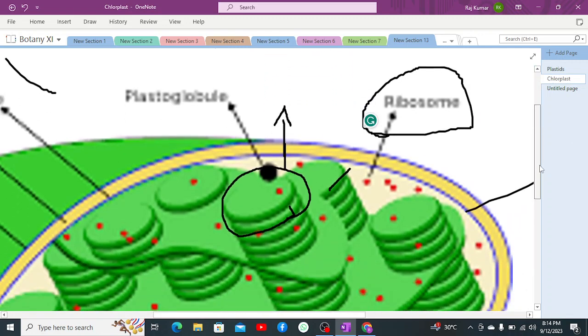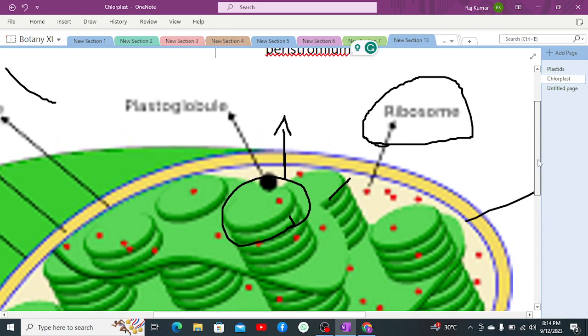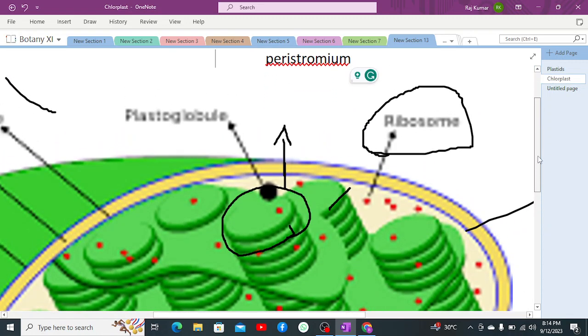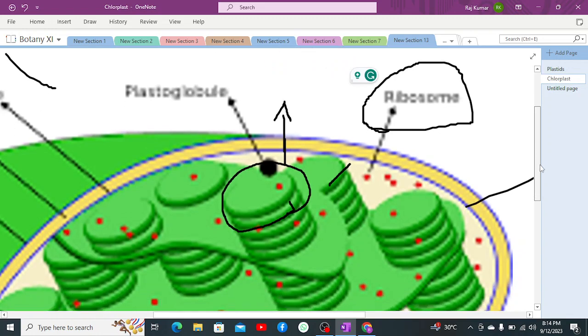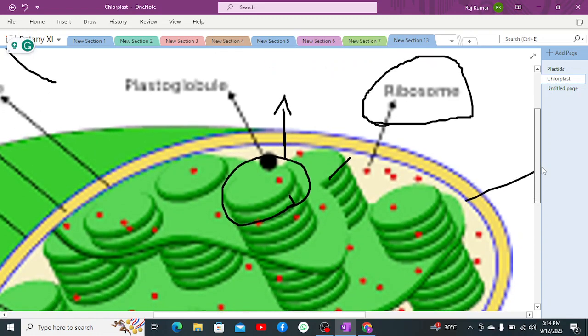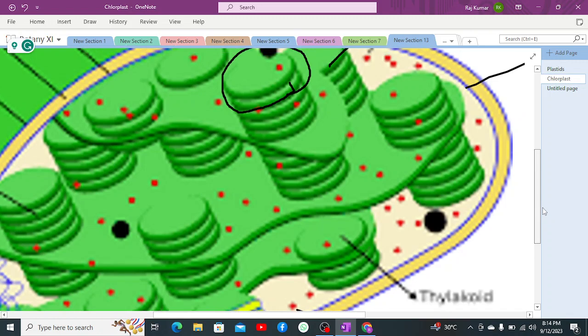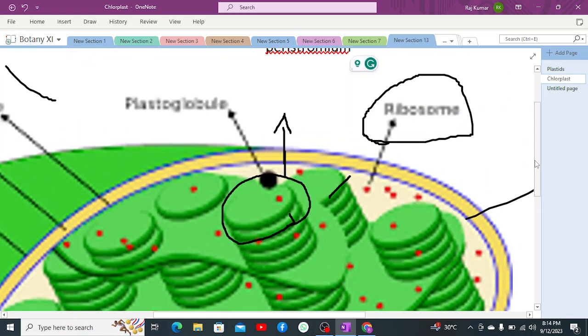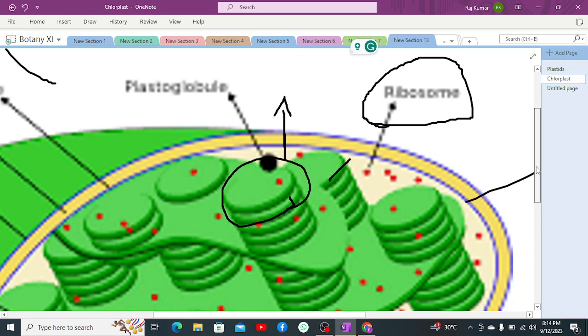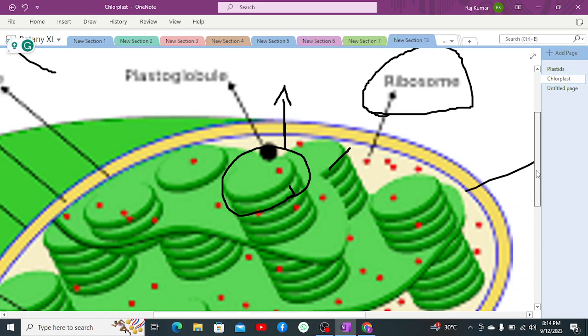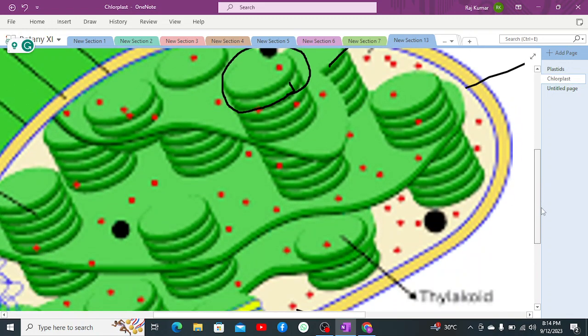Apart from which, when it comes to other material, there are also plastoglobules. What are these plastoglobules? These are actually globular proteins which are present inside the chloroplast for the stability of granum.